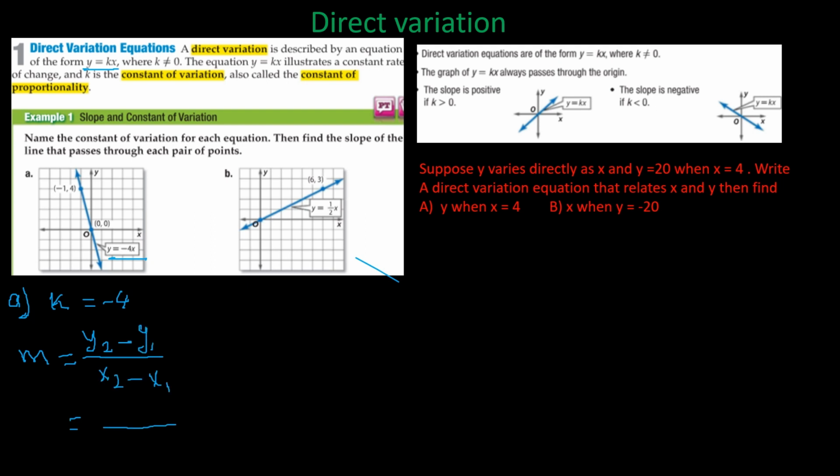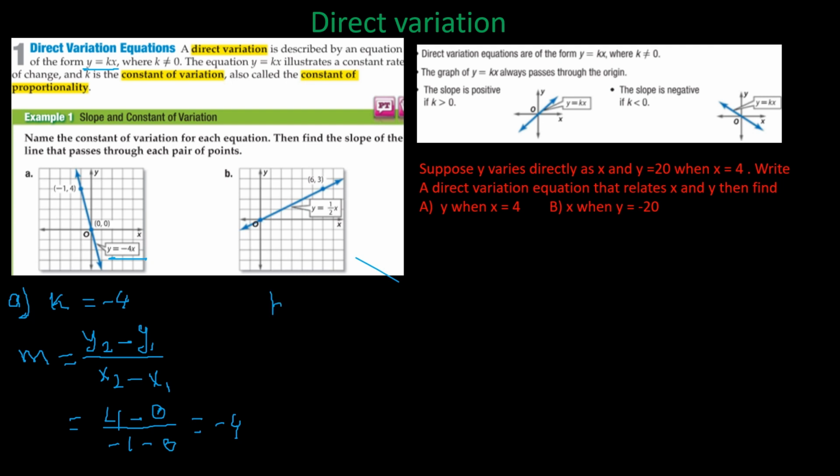Let's take the first point, which is (negative 1, 4). The second point is (0, 0). So it would be 4 minus 0 over negative 1 minus 0, which is equal to 4 over negative 1, which is negative 4. So the constant of variation is equal to the slope.